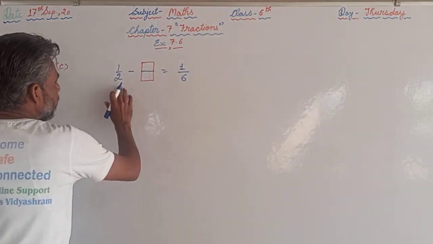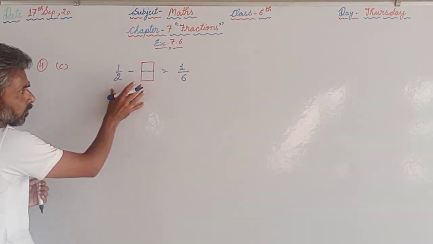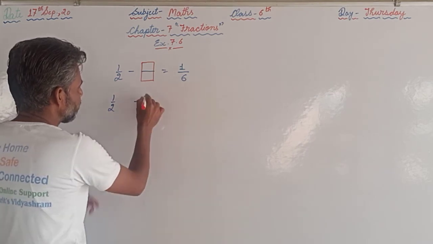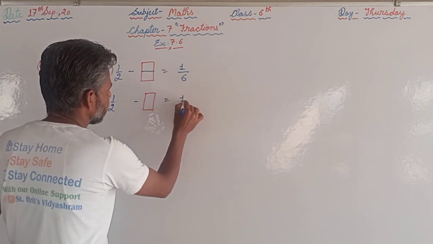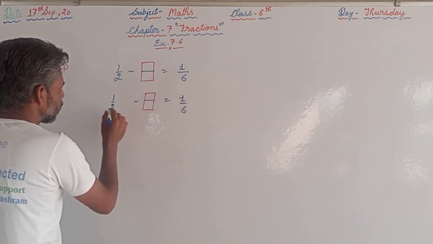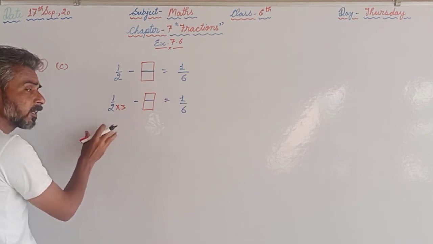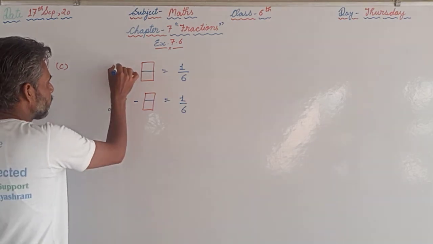So to solve this part, first of all we should make the denominator the same. So here this is 6 and here it is 2. So we will make the denominator 6. To make this 6 we are supposed to multiply by 3. If we are multiplying the denominator, we are supposed to multiply the numerator as well by the same number.